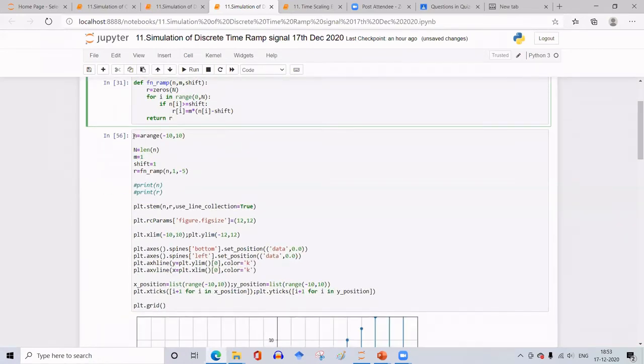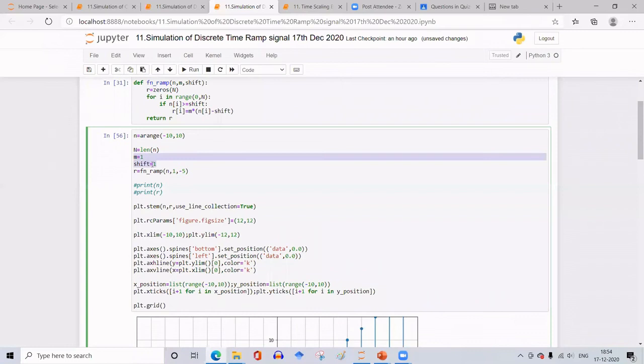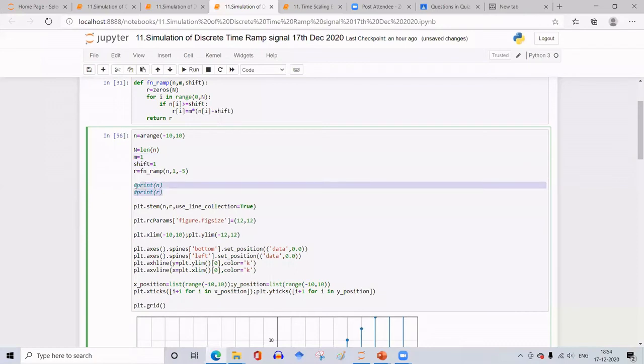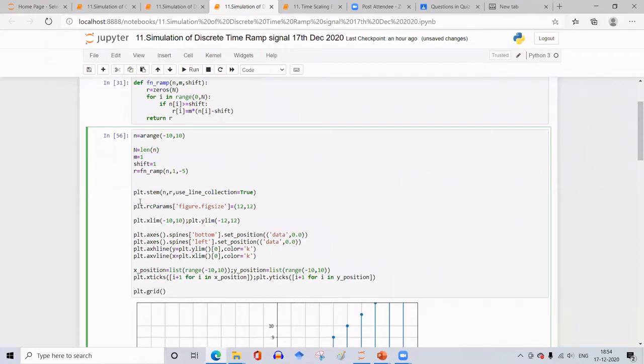Again, arrange the x-axis using arange from minus 10 to 10. Then calculate the length of this and initialize m and shift, and then call the function with the required values of m and shift. So now if you have understood this, I don't need to print this n and r. I think that is clear to you by this time. Then plot the graph using the stem plot, plt.stem, x-axis n, comma, the function that is returned after calculating using this definition of the function.